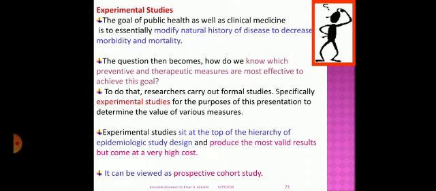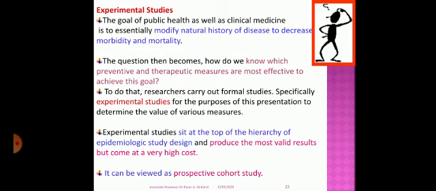The goal of public health, as we mentioned, is to modify or change the natural history of the disease by decreasing the morbidity and mortality. This is done by certain interventions. So the question then becomes, how do we know which preventive and which therapeutic measures are most effective to achieve the goal? So we perform what is called the experimental study by applying certain interventions.